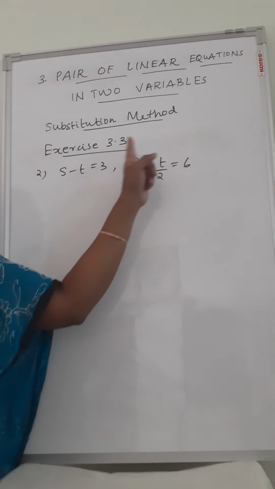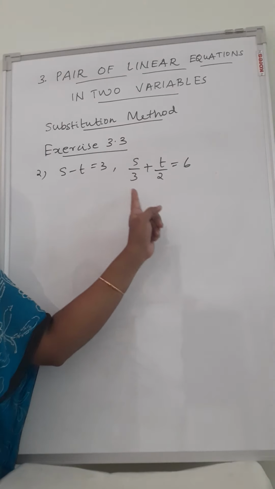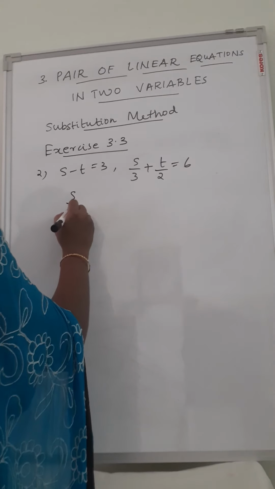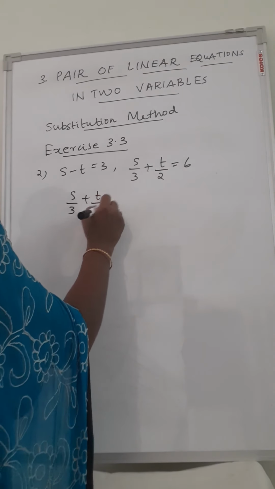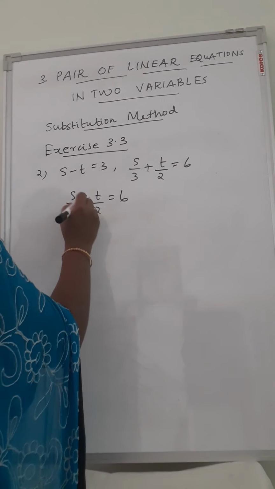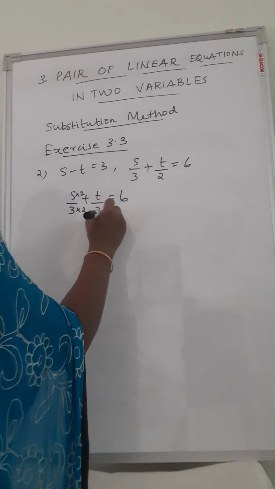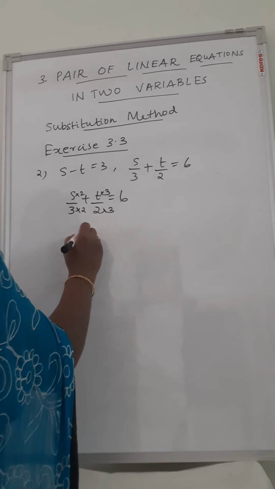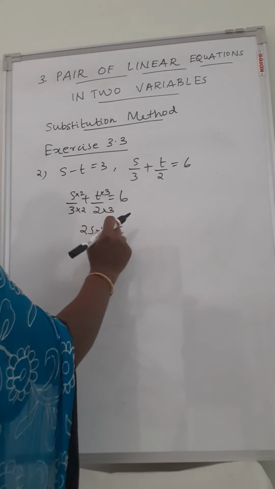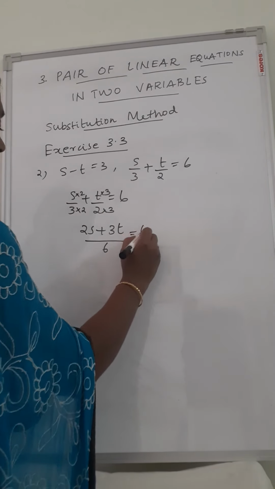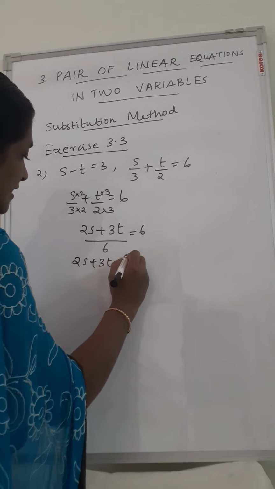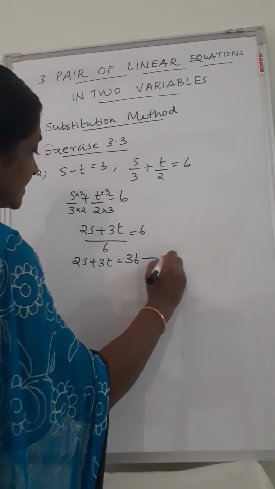First step, you have to change this equation into standard form. Taking LCM, the equation is s by 3 plus t by 2 is equal to 6. The LCM of 3 and 2 is 6, so multiply by 2 and by 3. That is 2s plus 3t by 6 is equal to 6. That is 2s plus 3t is equal to 6 into 6, that is 36. That is the second equation.